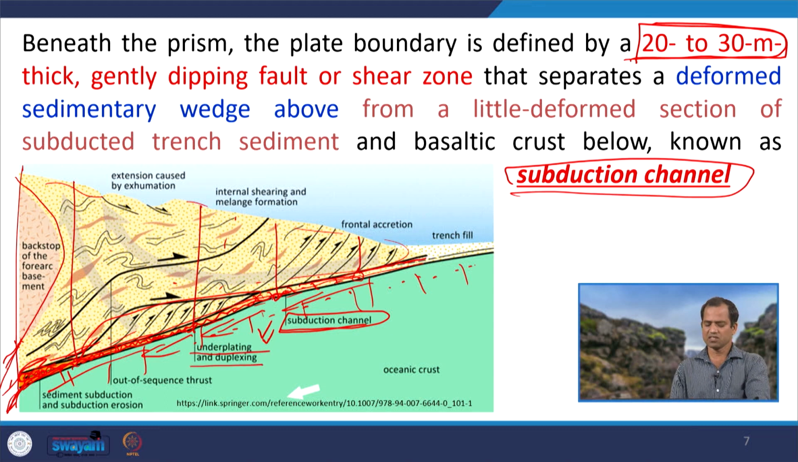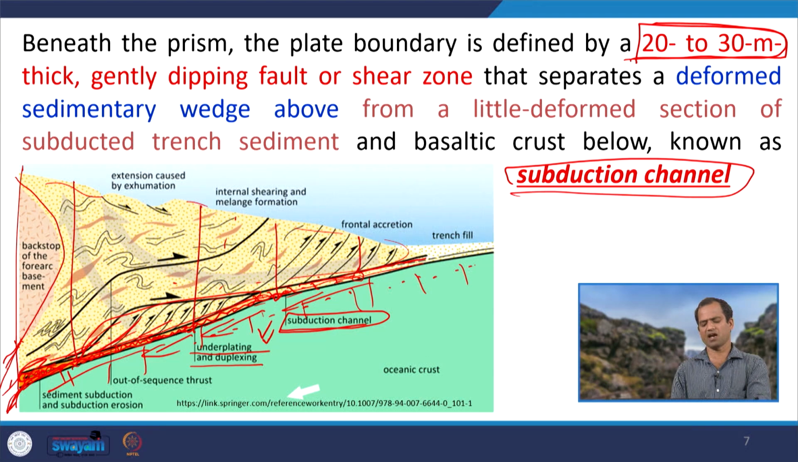The sediment passing through this channel, a highly compressive environment with highly sheared material, once it gets a chance to release its stress, is underplated, added to the lower part of this material. So it flows upward into the accretionary prism, and partly it moves downward to the asthenosphere. That is why it is called a channel, through which sedimentary movement takes place.